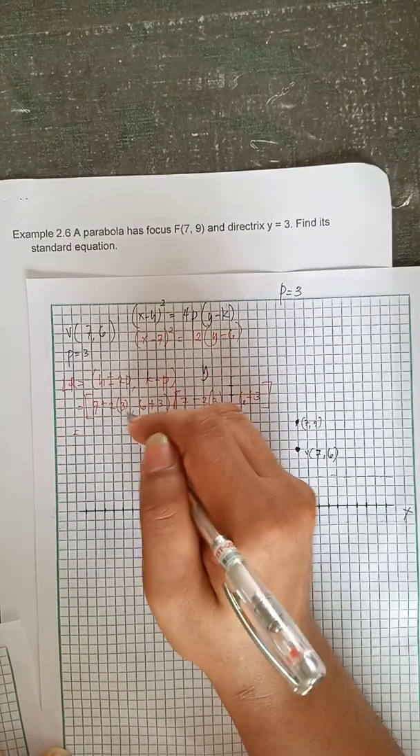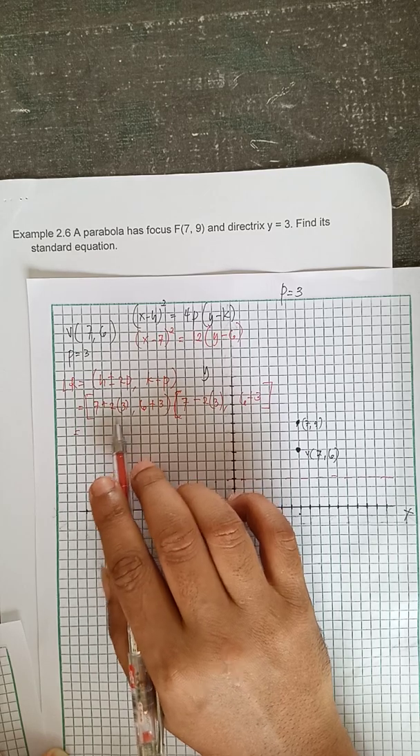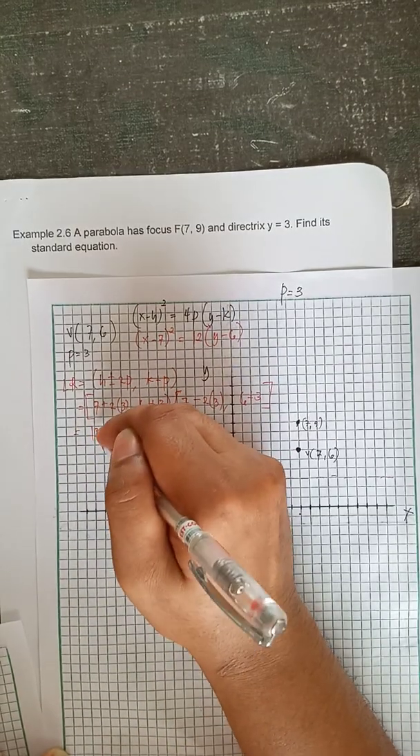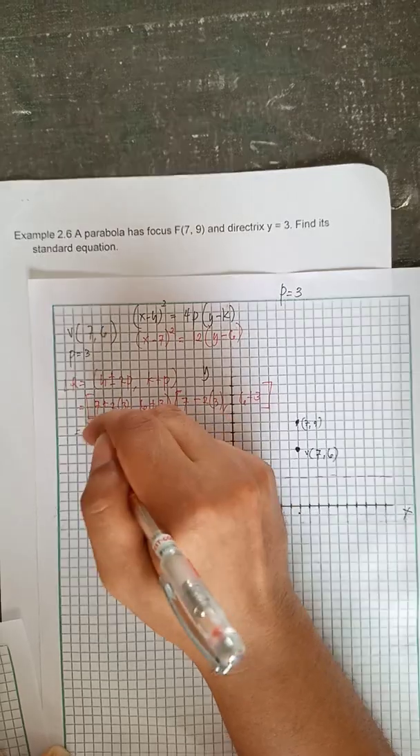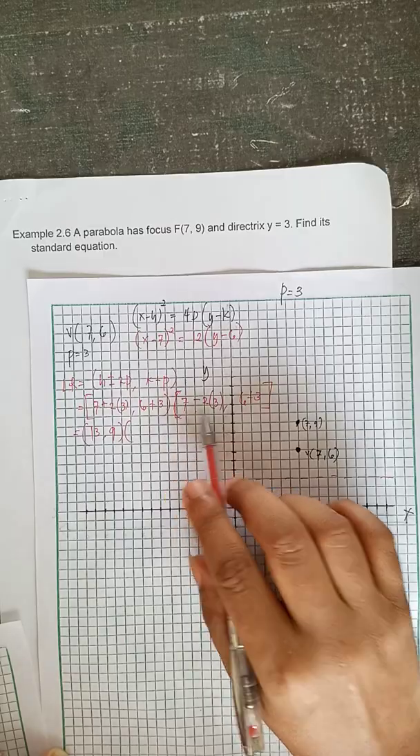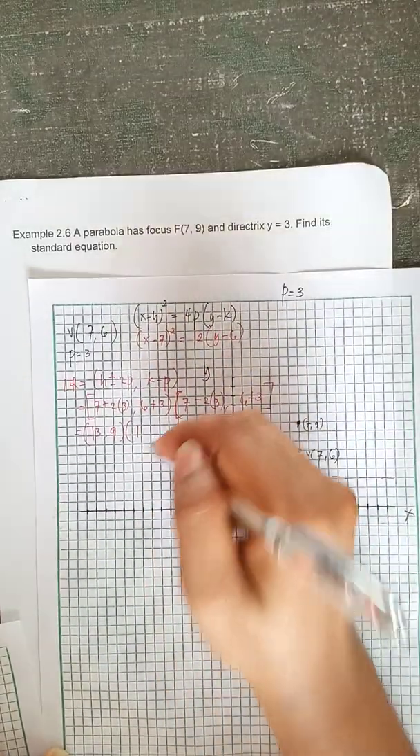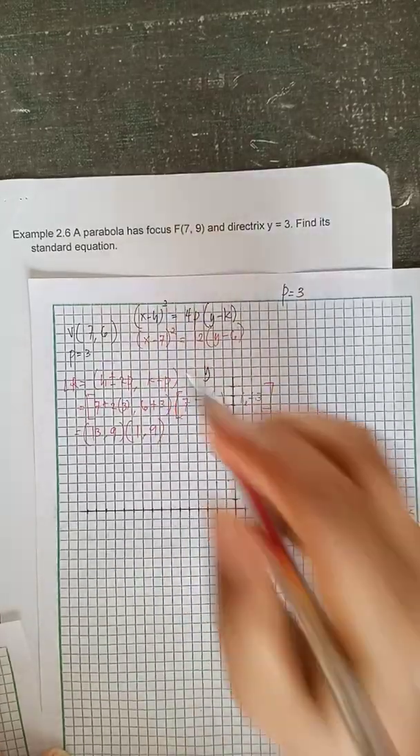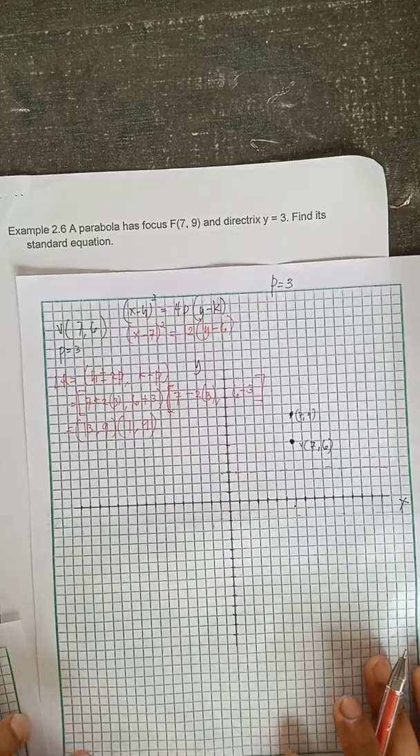Simplify. 7 plus 6, since 2 times 3 is 6. We have 13 and positive 9. That is the first point. And the second point is 7 minus 6, this is 1, and positive 9. So we now have the latus rectum. Our latus rectum has two points.